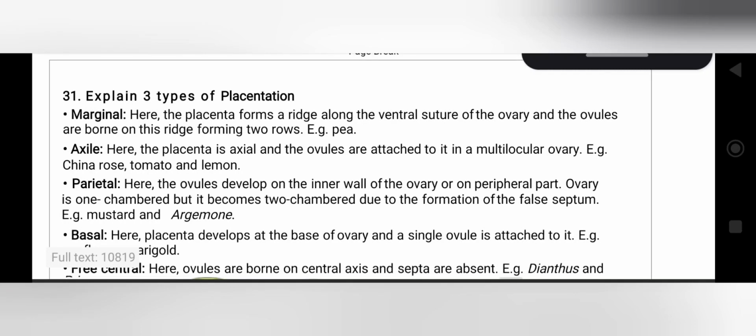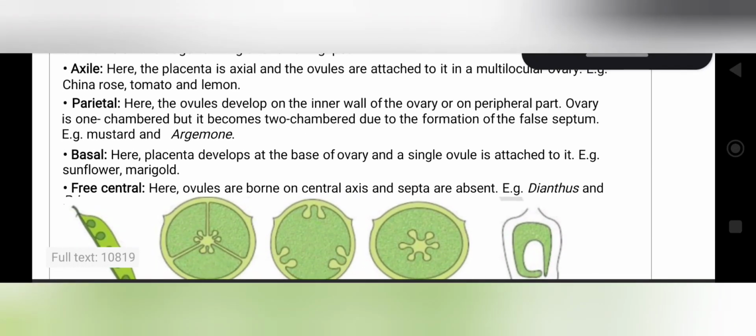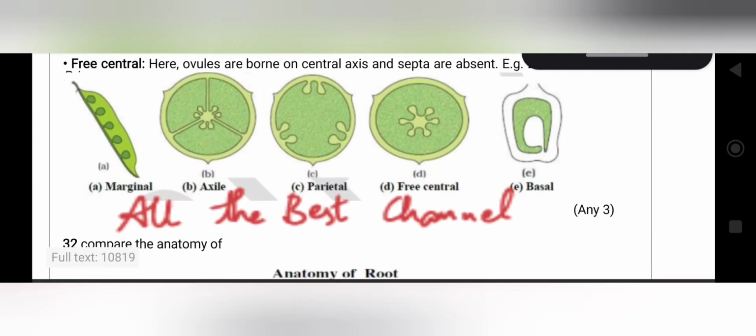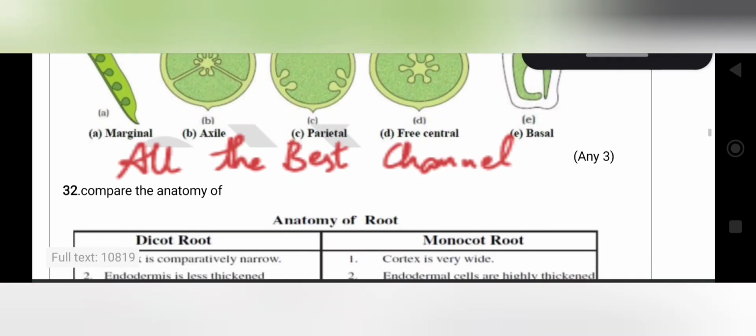Parietal: here the ovules develop on the inner wall of the ovary or on the peripheral part. The ovary is one-chambered, but it becomes two-chambered due to the formation of the false septum. Example: mustard and argemone. Basal: here the placenta develops at the base of the ovary and a single ovule is attached to it. Example: sunflower, marigold. Free central: here the ovules are borne on the central axis and septa are absent. Example: Dianthus. In the diagram you can see marginal, axile, parietal, free central and basal.